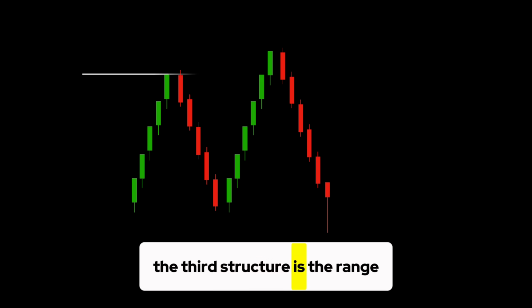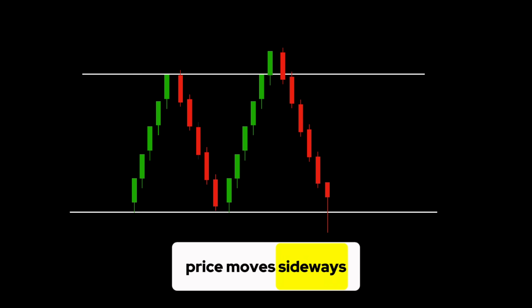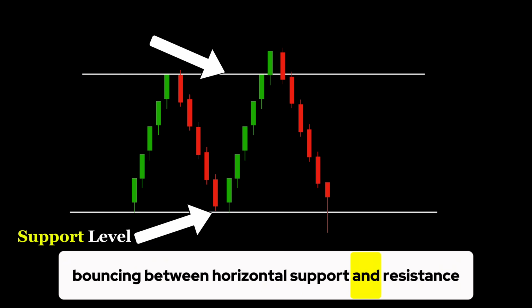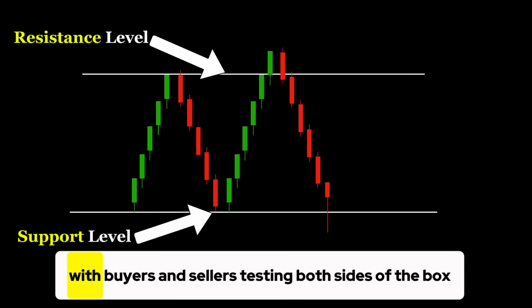The third structure is the range, also known as a box market. In a range, price moves sideways, bouncing between horizontal support and resistance. There's no clear direction here. The market is in balance, with buyers and sellers testing both sides of the box.